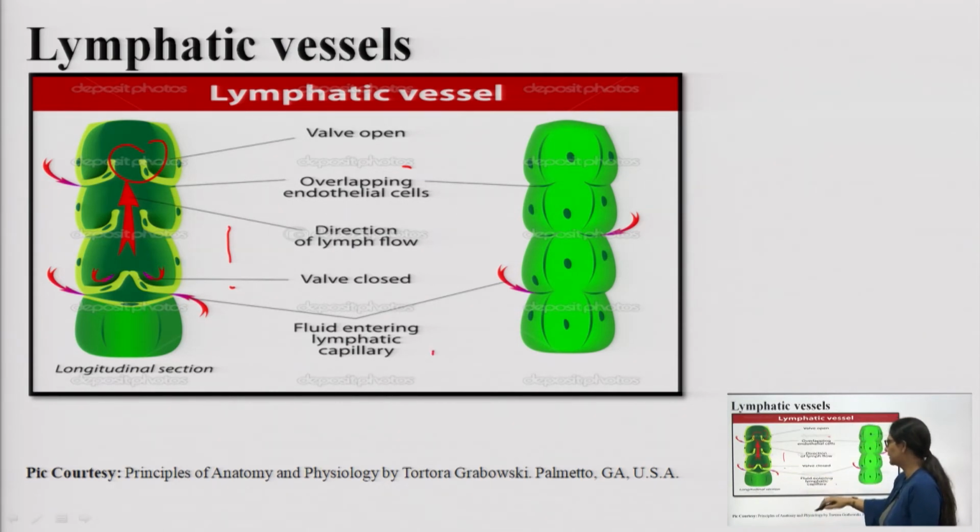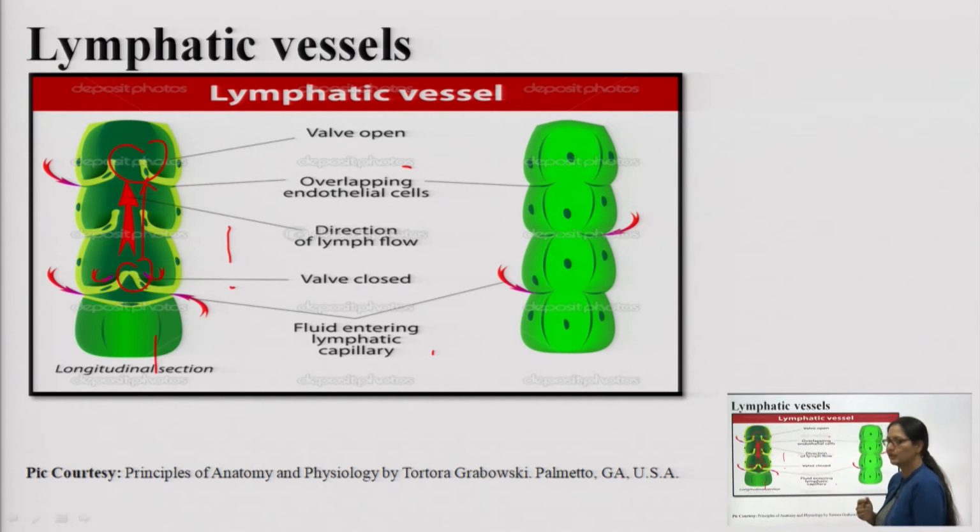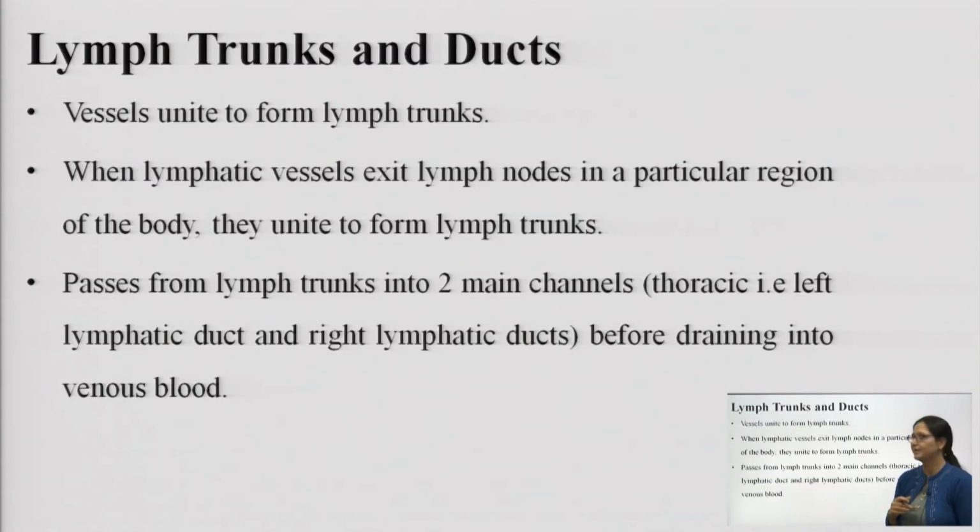Fluid entered through the lymphatic capillaries into the lymphatic vessel, and now the wall is closed, and they allow the one-way movement of the flow of the lymph. Once the flow reaches the point, the wall is open and the back wall is closed when the lymph is pushed towards the thorax. So this is the pictorial presentation of a lymphatic vessel.